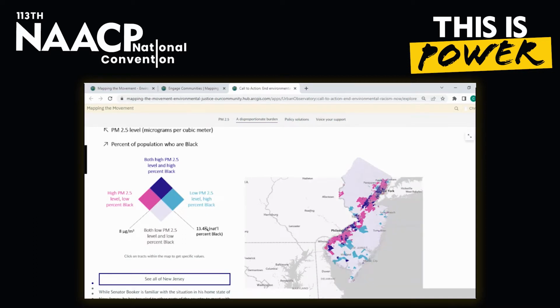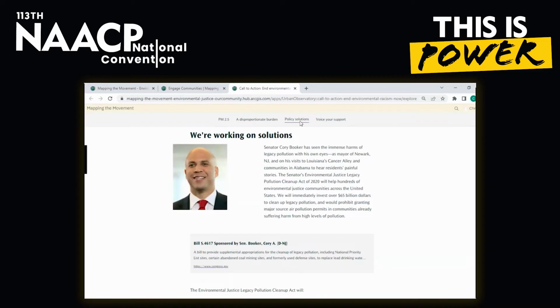So in addition to these really cool maps, the authors of this story have also included a section for policy solutions. So here they have included a link to the proposed bill so stakeholders and communities can read and understand what's being proposed.